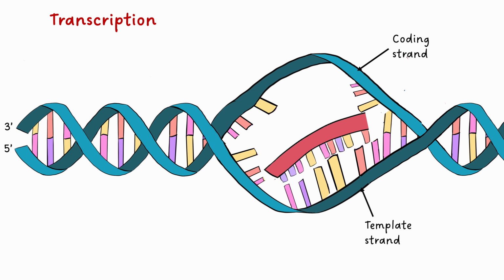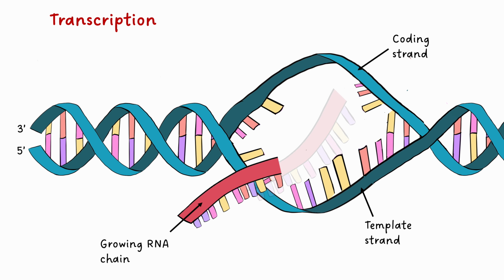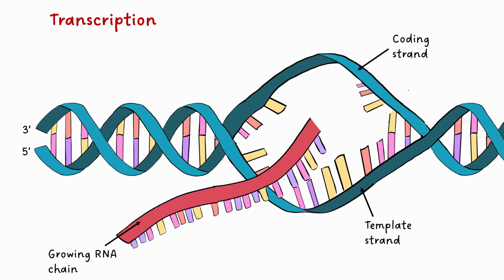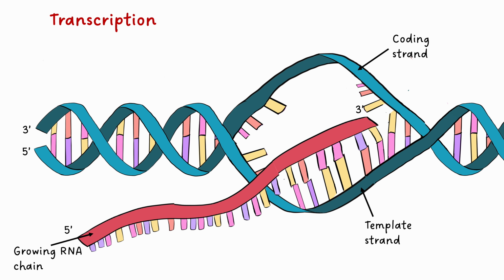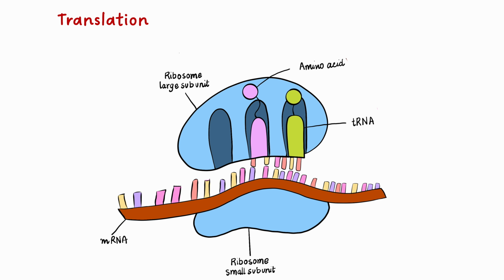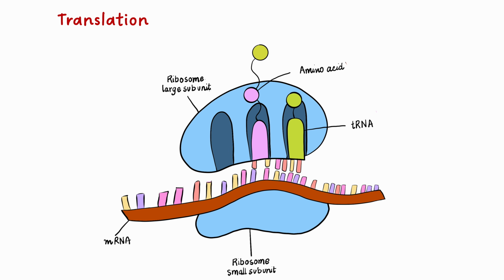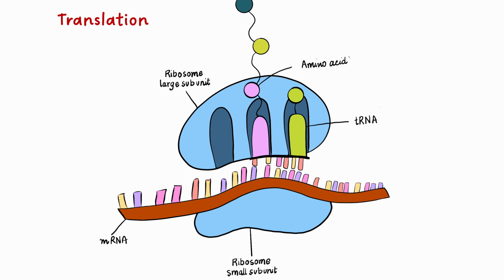DNA plays a critical role in making proteins, which are essential for the structure and function of cells. The process starts with transcription, where a section of DNA is copied into messenger RNA or mRNA. The mRNA then leaves the nucleus and heads to a ribosome, where the real magic happens. As the ribosome reads the mRNA, it translates the information into a sequence of specific amino acids. These amino acids are like building blocks. They link together to form a protein.